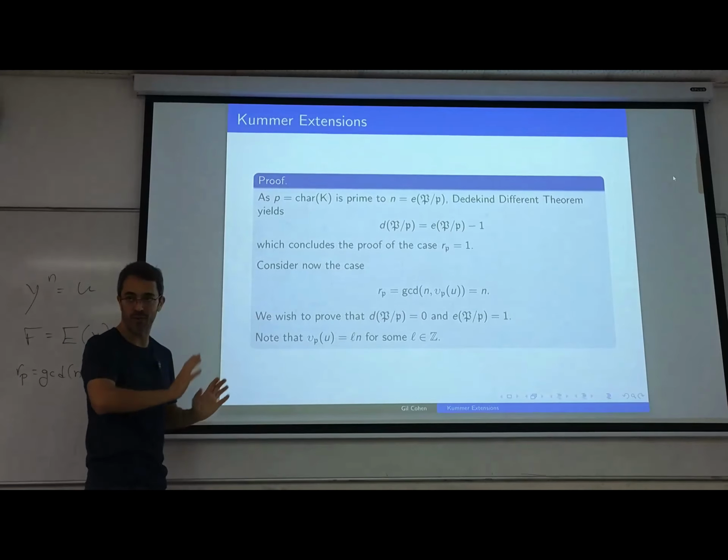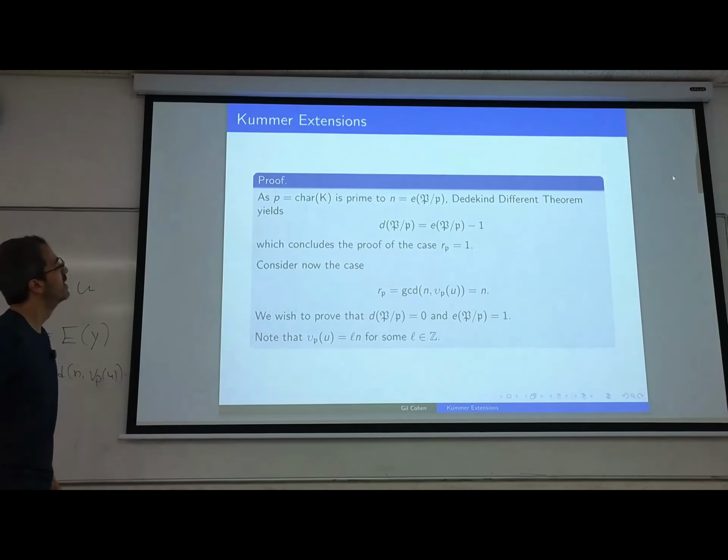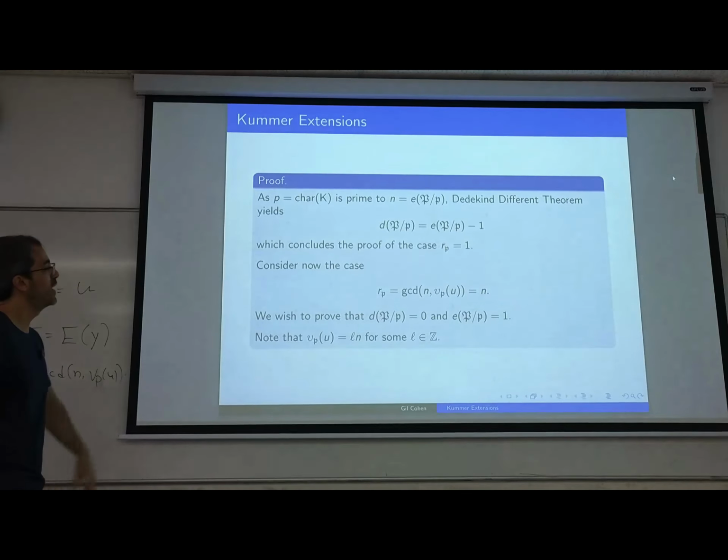That was the second bullet, like if and only if. I must assume that y to the n is not y to the 7, it's y to the anything else. Yeah, exactly. Good. So now let's consider RP equals 1. We are done with that. Let's do RP equals n.